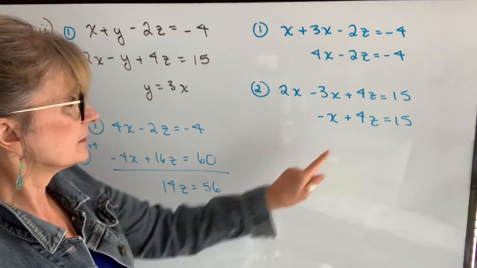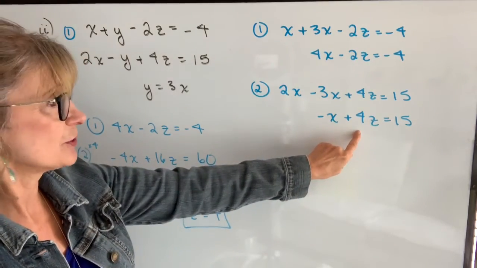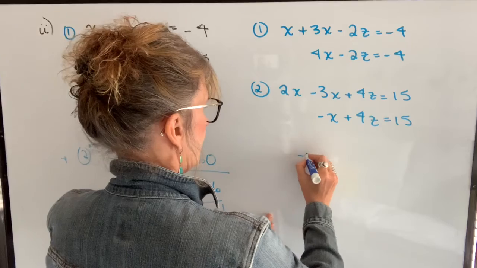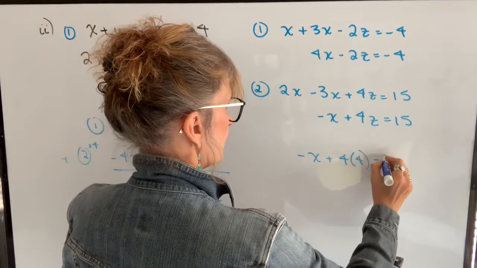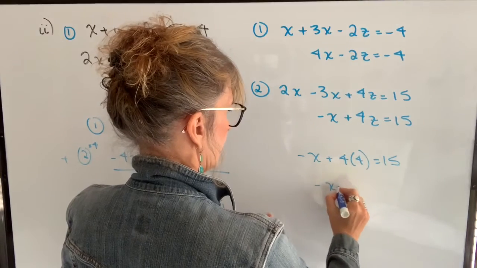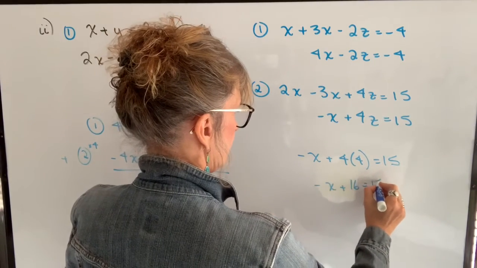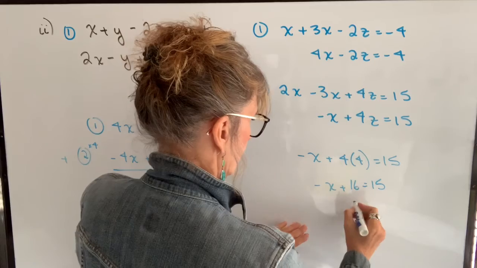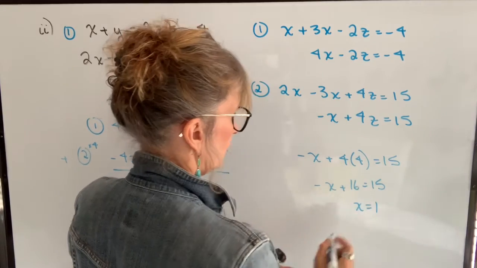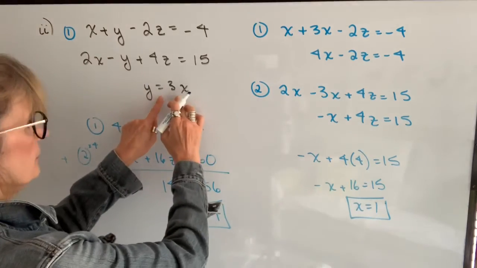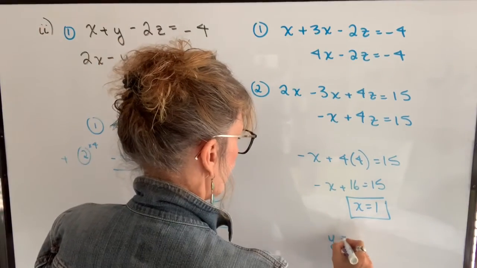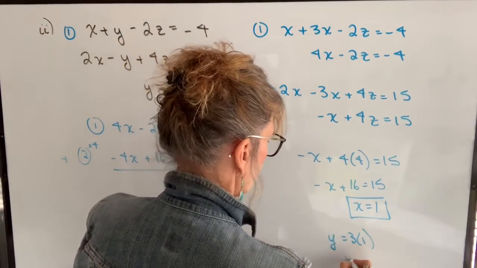Once I have that, I can put it in my equation 2. Negative x plus 4 times 4 is equal to 15. So negative x plus 16 equals 15. Move things around, get x isolated, x will equal 1. I can put that in. Y equals 3 times 1, so y is equal to 3.